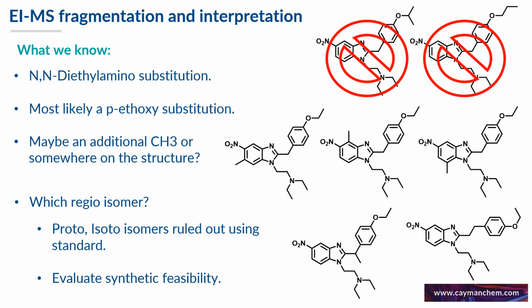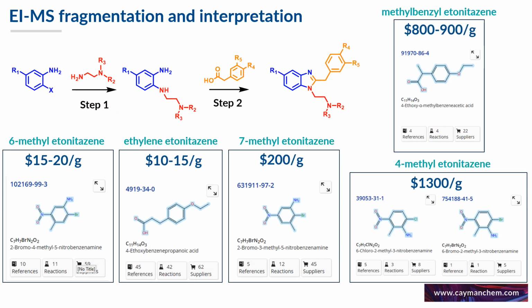Let's go back to our synthetic route. The first thing we do is look to see if there are any starting materials for the final compound that are widely available and cheap in bulk. We can pretty much eliminate the starting materials that cost over $200 a gram. Clandestine chemists are making these on a kilogram scale, and this would be very cost prohibitive.